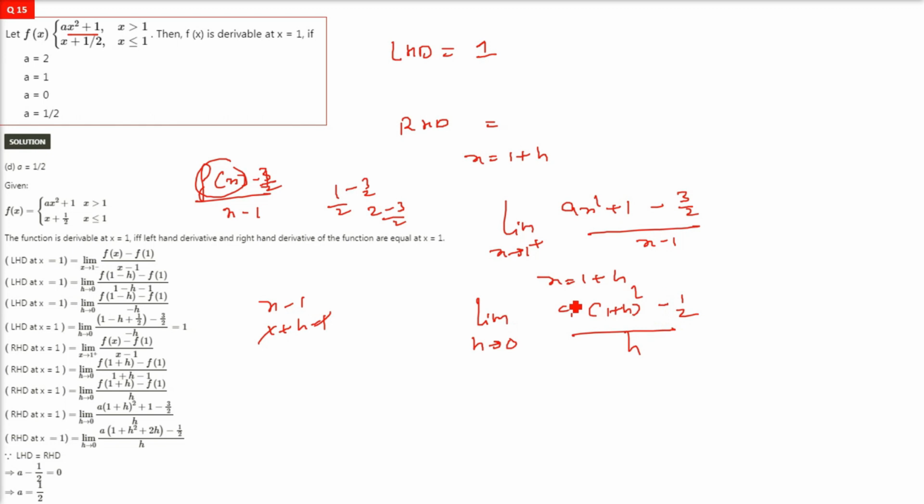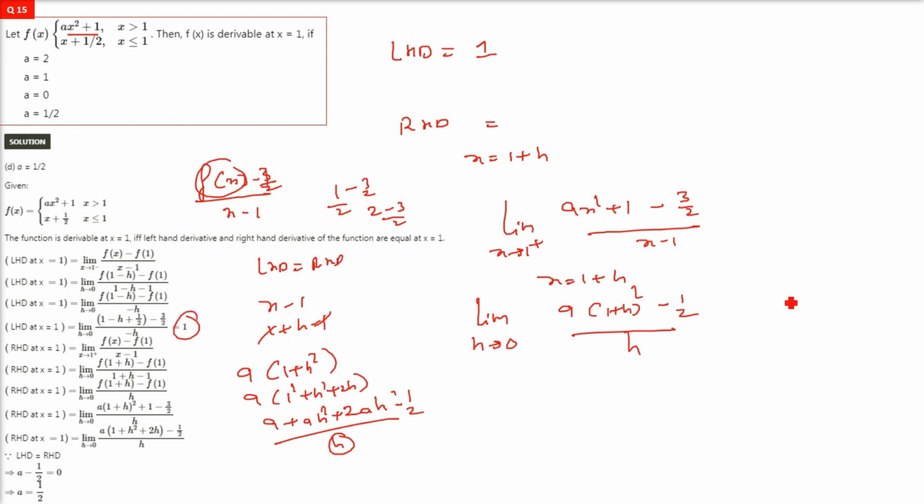Now if I open it, just to give you an idea, a into 1 plus h whole square, that is a square plus b square plus 2ab, so 1 plus h whole square is this. So you get a into (1 plus h square plus 2h) minus half, divided by h. Can you take anything common? No, nothing, because h is in the denominator. You cannot put h as 1, you have to put it as 0. But the left hand derivative and right hand derivative have to be equal, so it has to be equal to 1.